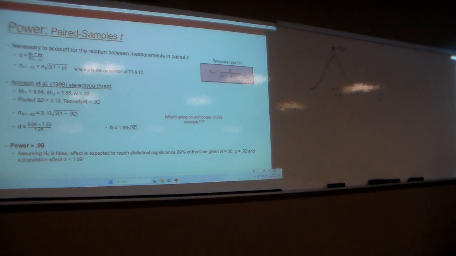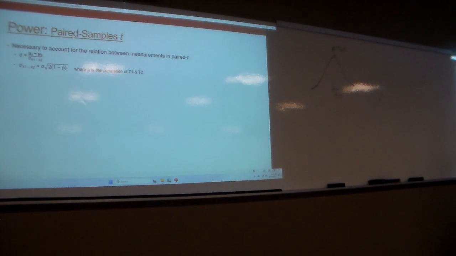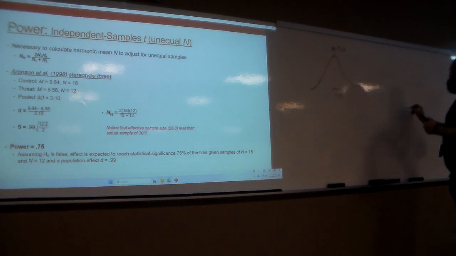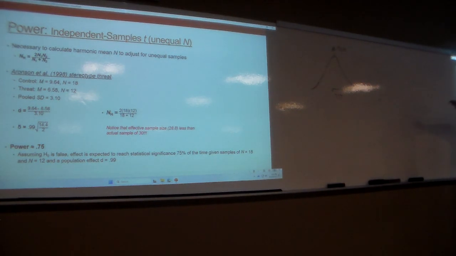Okay. What's going on with power in this example? Before, in the last one, we were still doing stereotype threat. We got 9.64 minus 6.58. So what's the difference here? Tell me, 9.64 minus 6.58? 3.06. Okay, so in this scenario, we've got a difference between my two groups of about 3 points, right?